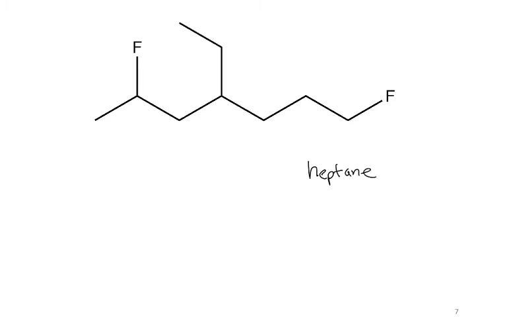All right, and when I decide which end to start numbering from, if I start on this end, my first substituent is at 2. But in this case, my first substituent would be at 1. So this is the end I want to start numbering from. So I have 1, 2, 3, 4, 5, 6, 7. All right, so this is 1-fluoro. This is 6-fluoro. And this one is 4-ethyl. So the E in ethyl comes first, so I'll start with 4-ethyl.